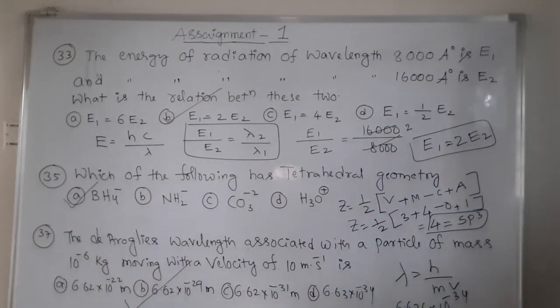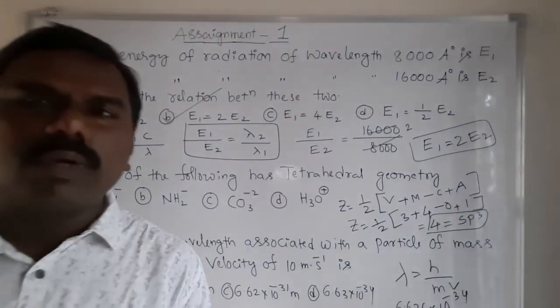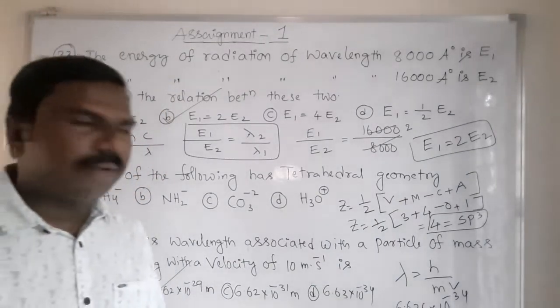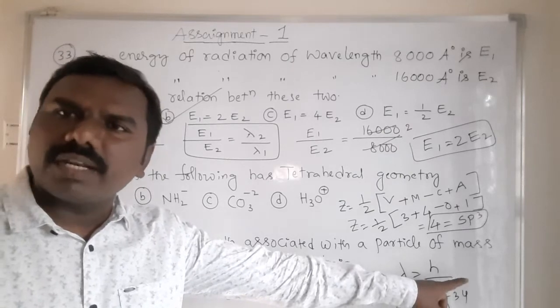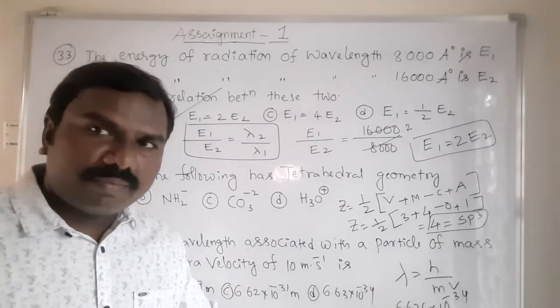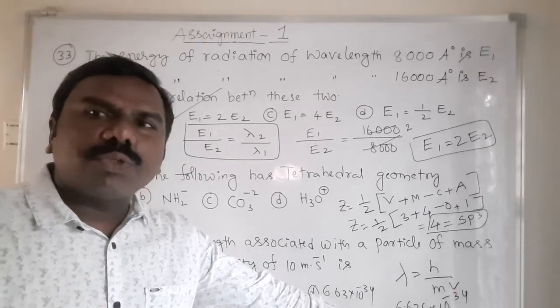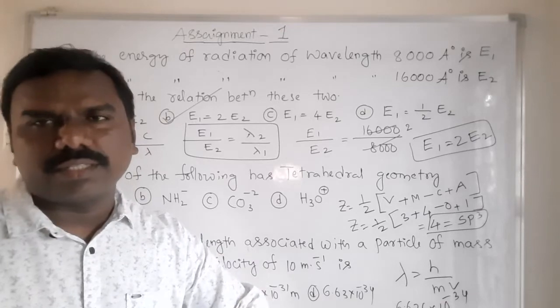Here, are you getting this? Calculation, check once. Lambda is equal to h by mv formula. h is equal to 6.626 into 10 to the power of minus 34 by mass is equal to 10 to the power of minus 6 into velocity 10 meter per second. Then you'll come to know the answer. Right?